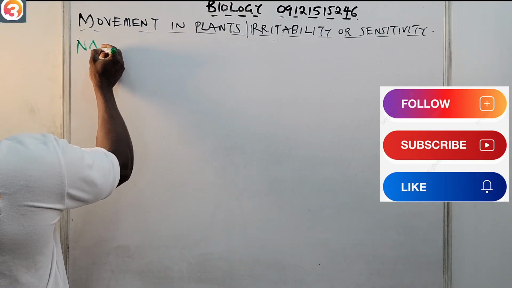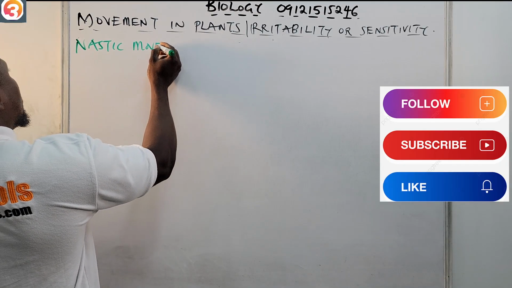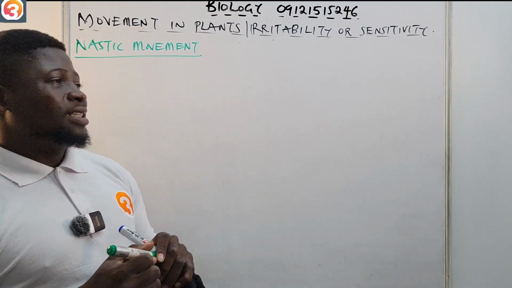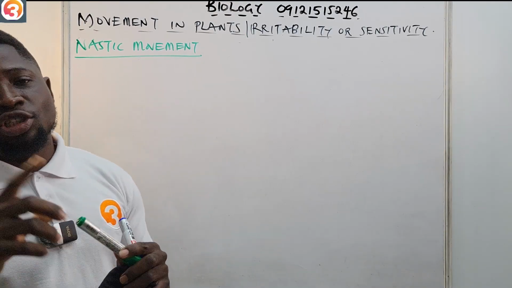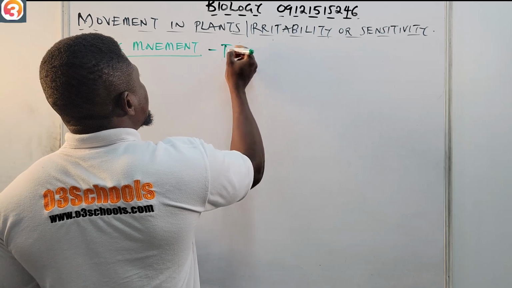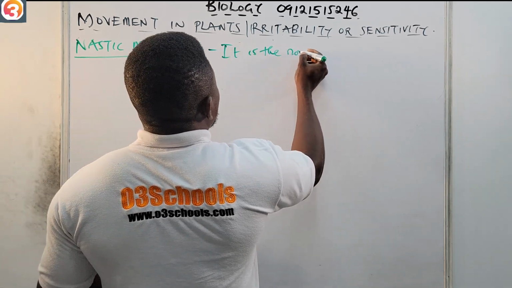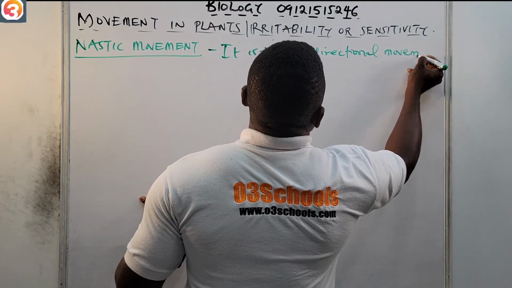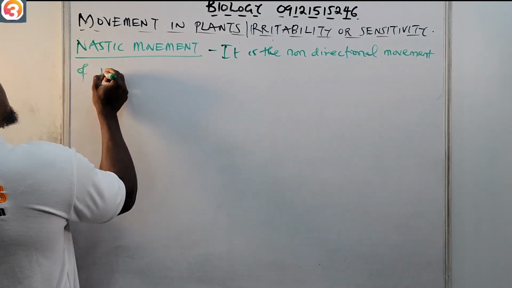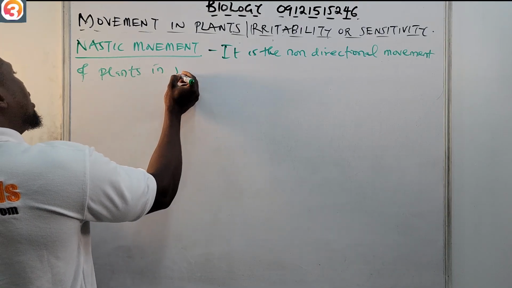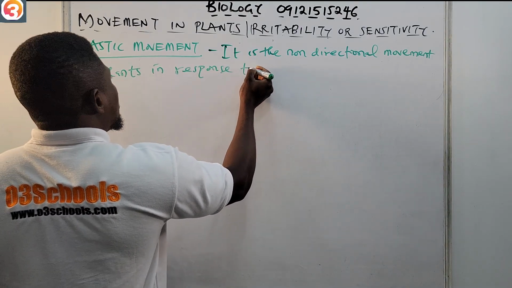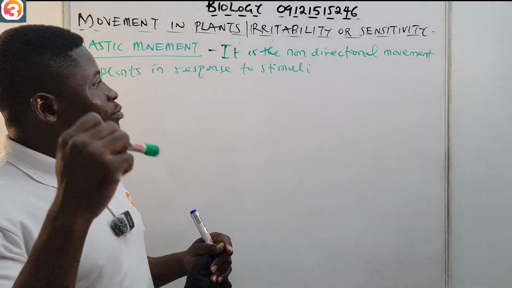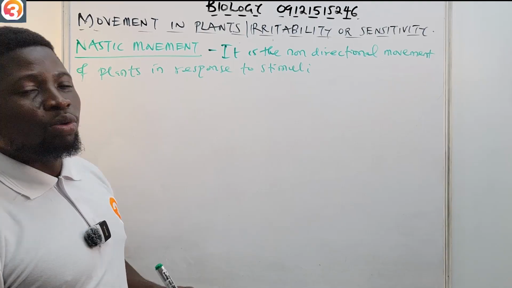So let us look at nastic movement. What is nastic movement? I will say that nastic movement is the non-directional movement of plants in response to stimuli.